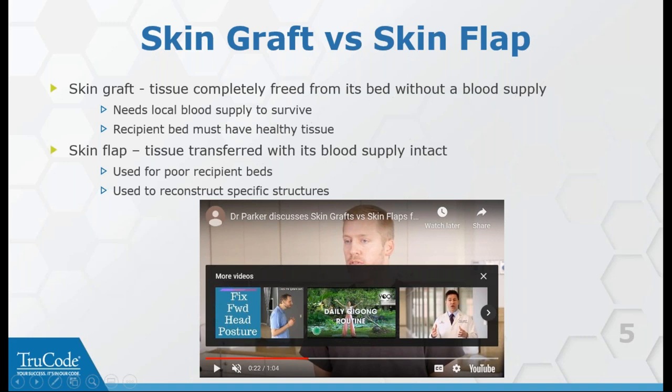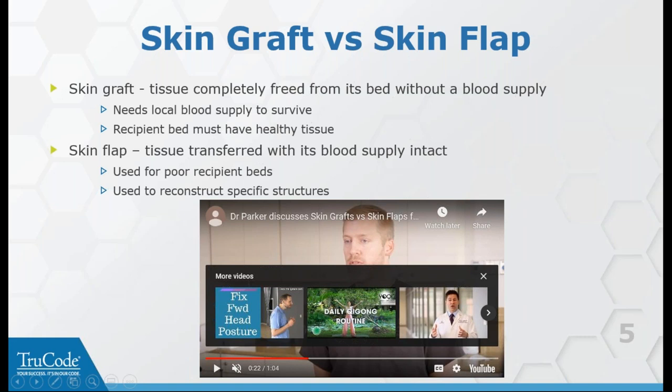But to take that information a little bit further, in a skin graft, the tissue is completely freed from its bed without a blood supply. So the graft is going to need a local blood supply to survive, and the recipient bed must have healthy tissue. So some of the common donor sites that we see are going to be the leg, the upper arm, forearm, and buttock. And in addition to skin, other tissue grafts that we'll see are fascia, fat, tendons, vessels, and bone.